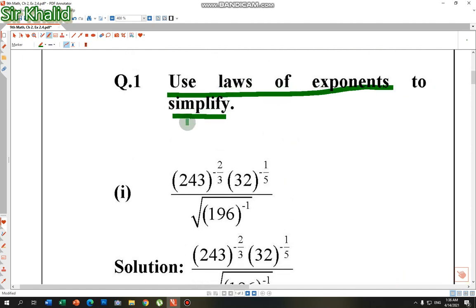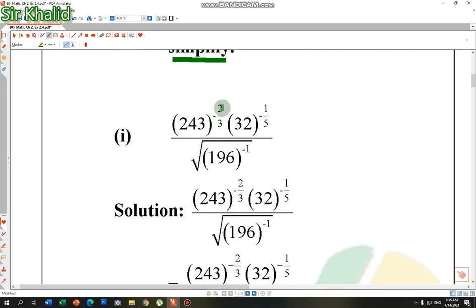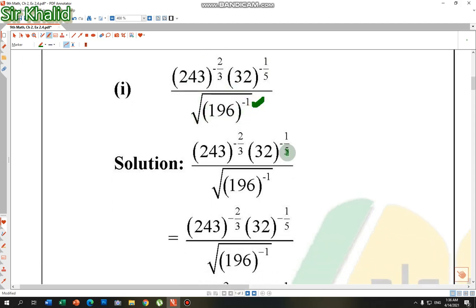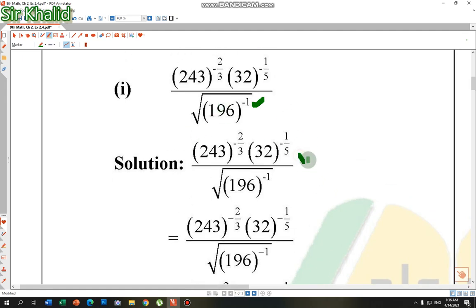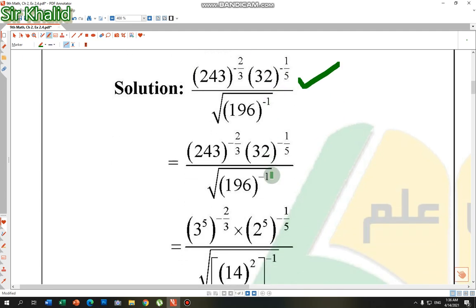Use laws of exponents to simplify (243) raised to the power minus 2 over 3, times (32) raised to the power minus 1 over 5, times under root of (196) raised to the power minus 1. This is the question. Now try to solve this. First I write the question in the very first step.